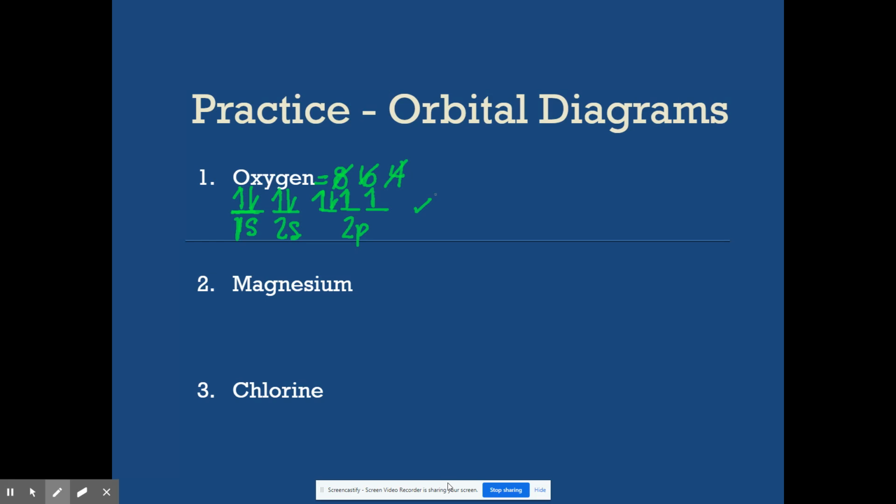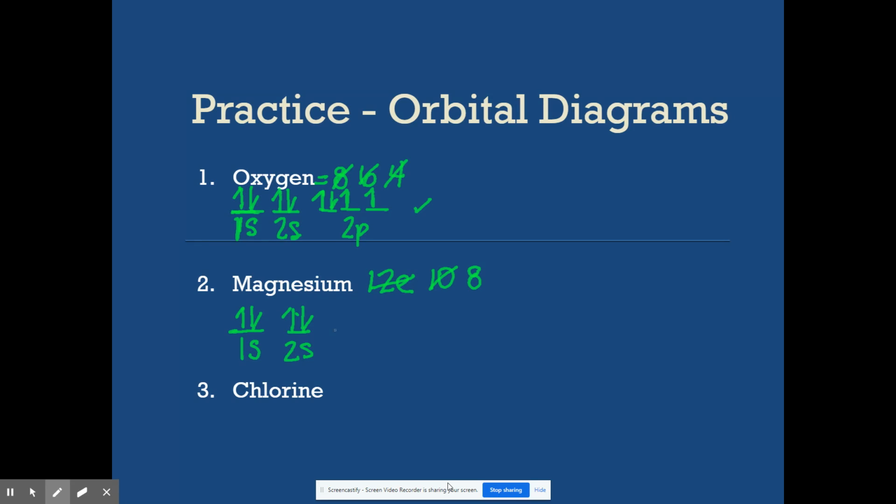Our next example is magnesium. Magnesium has 12 electrons. Okay. Same thing, we're going to start with 1s. S has 1 orbital, so 1 line. Goes up, then down. Now we have 10 electrons. Next arrow, it goes to 2s. So 2s goes up, down. 8 electrons left to place.